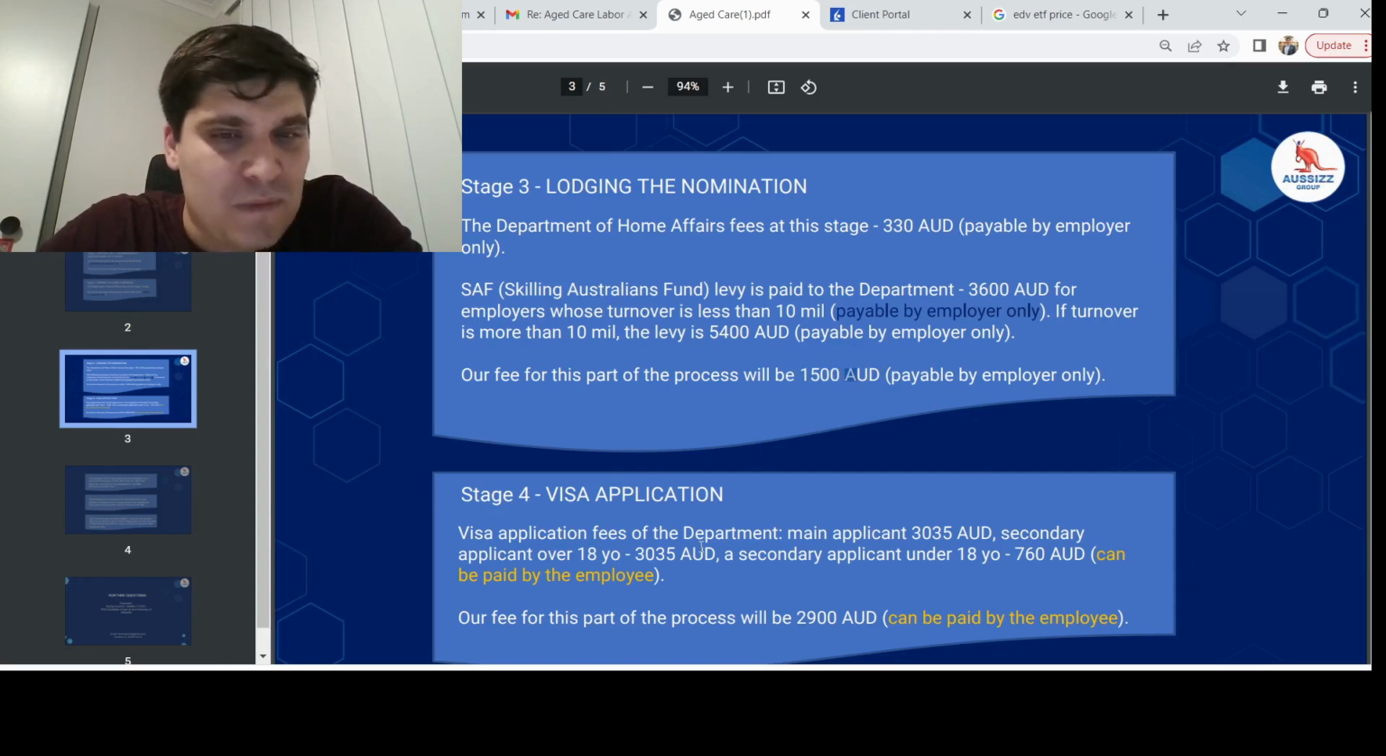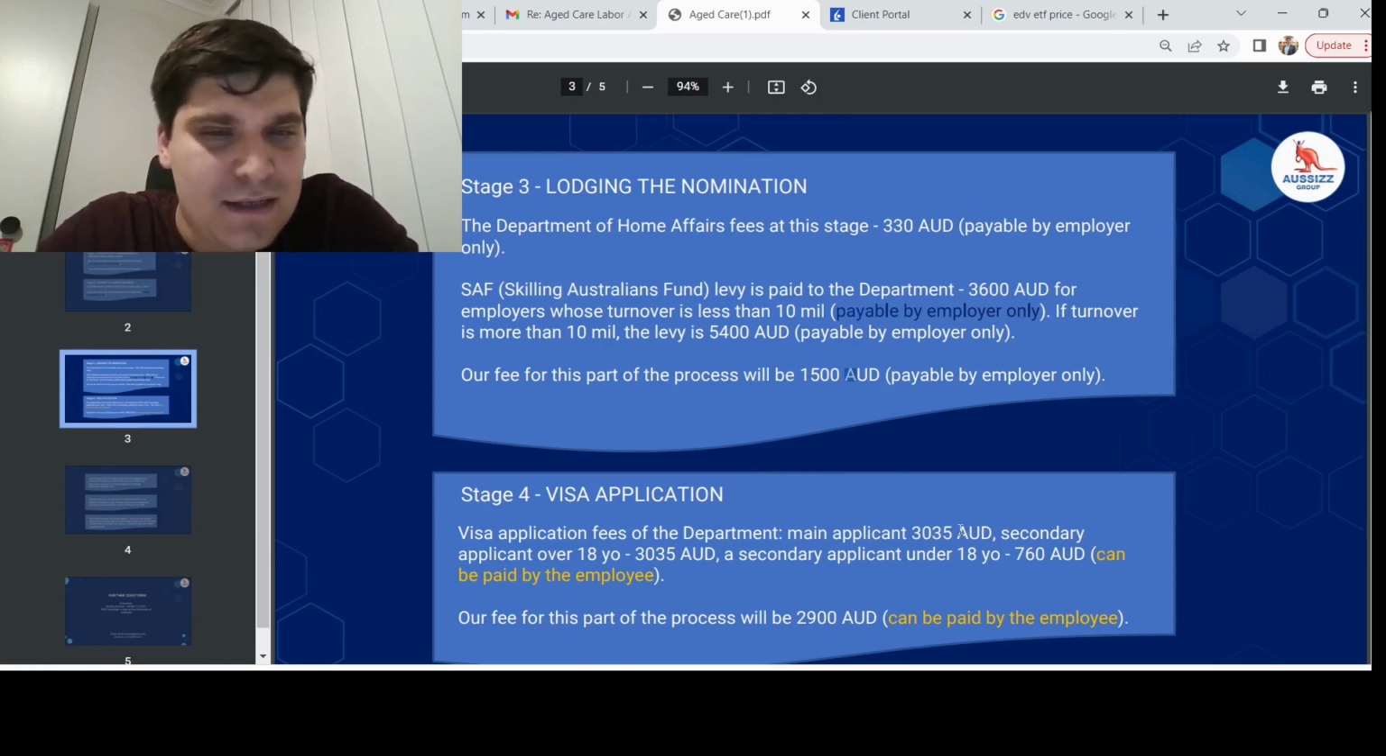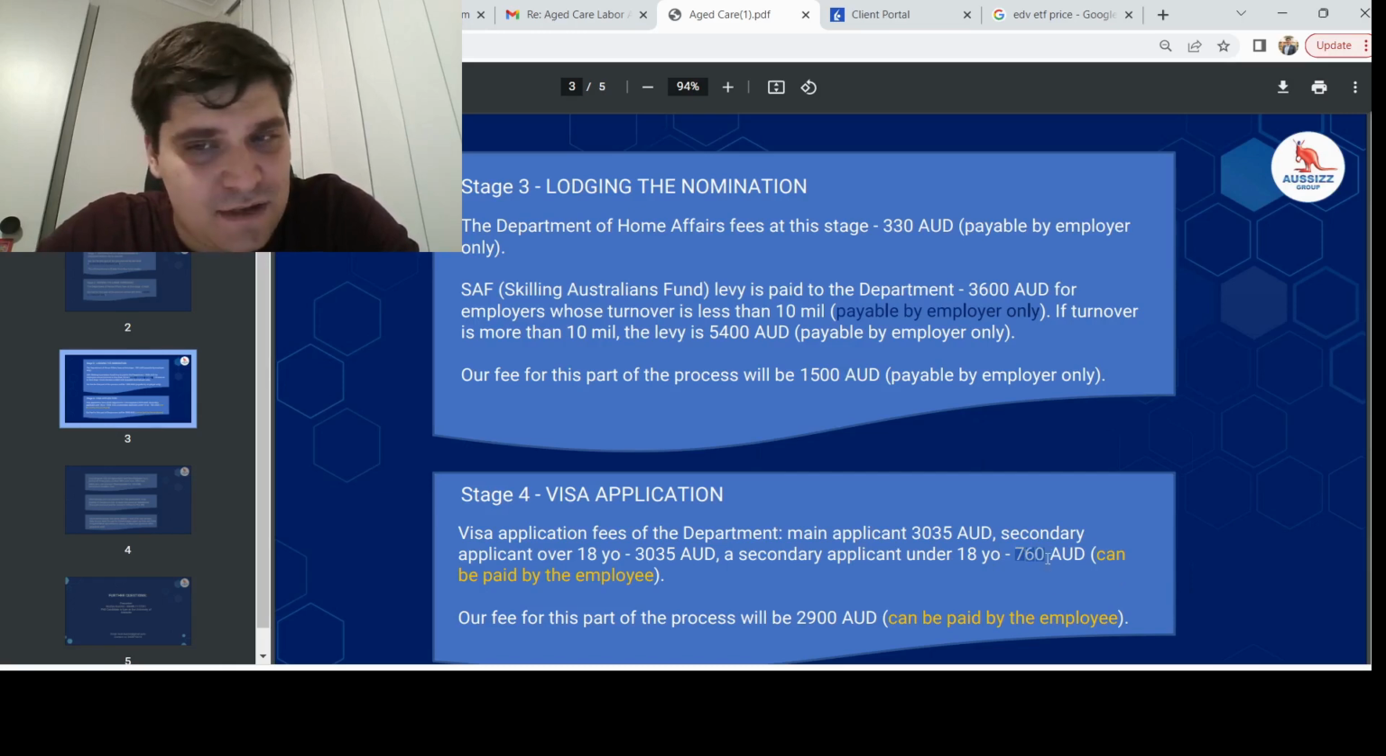Then stage four is the visa application itself. Of course, you can do stage four together with stage three. You can both lodge a nomination and lodge a visa application by the applicant. The visa application fees that you pay to the department are $3,035 for the primary applicant, $3,035 for the secondary applicant, that is the partner of the primary applicant. And if there's a secondary applicant under 18 years old, say a child, then their visa costs $760.